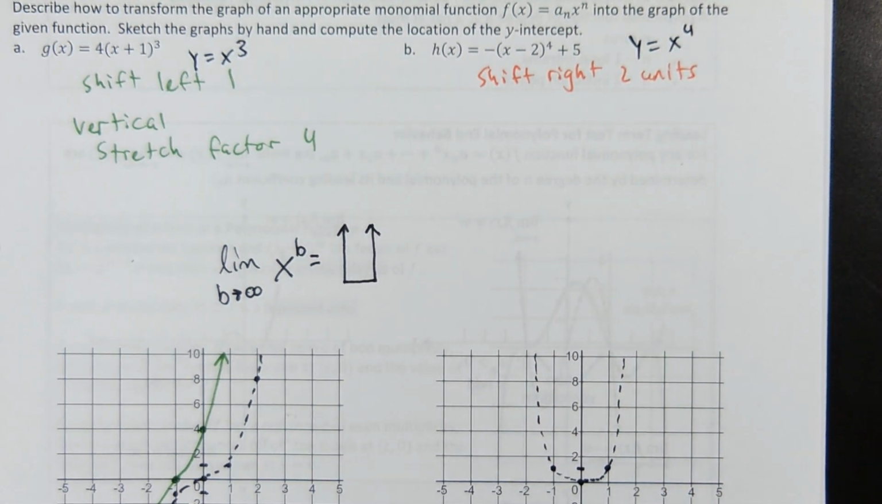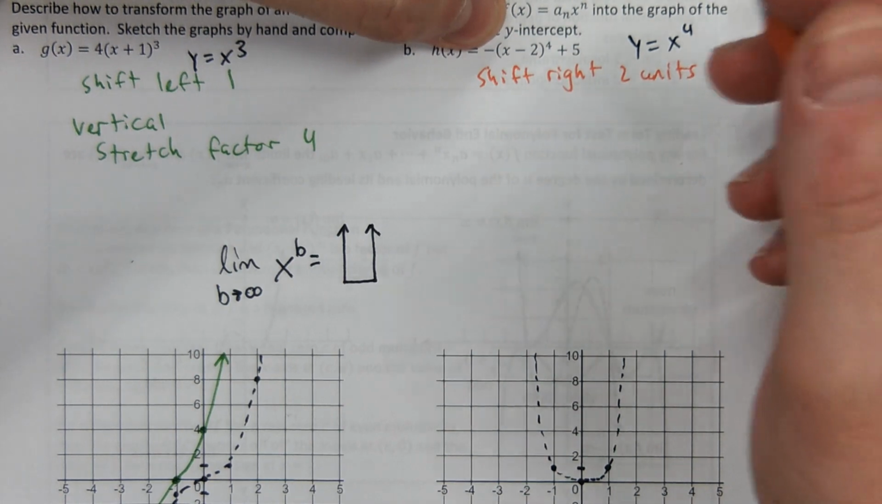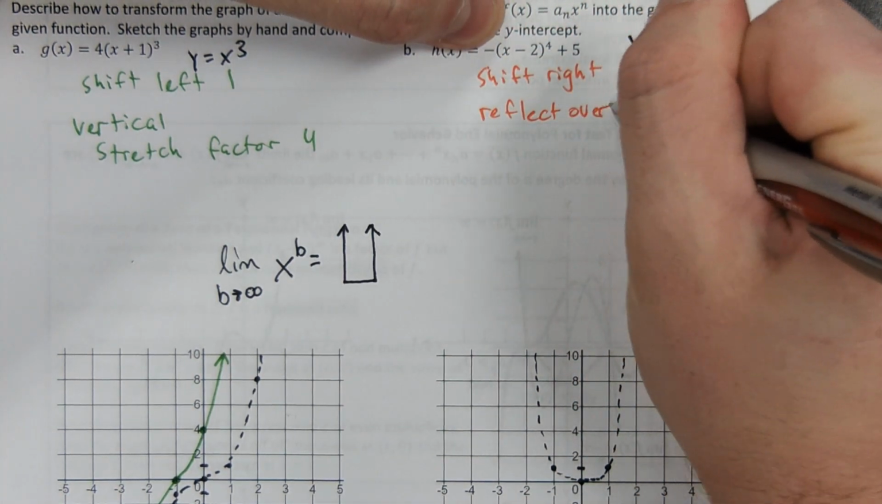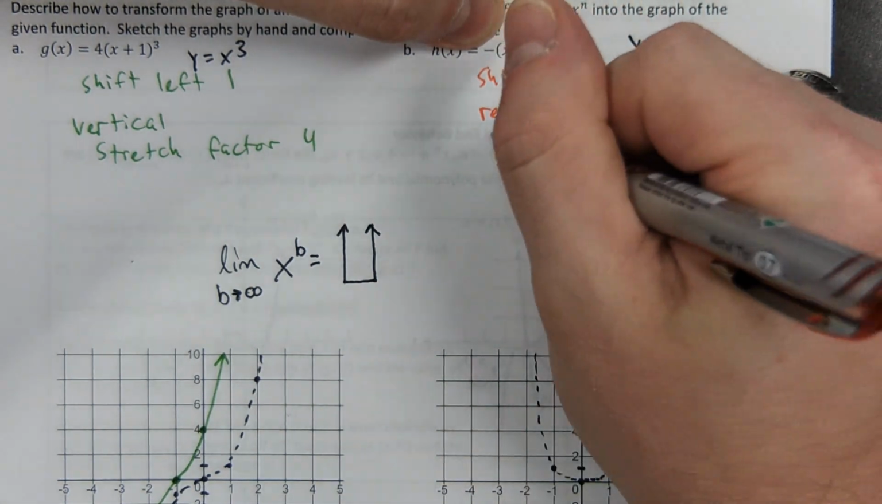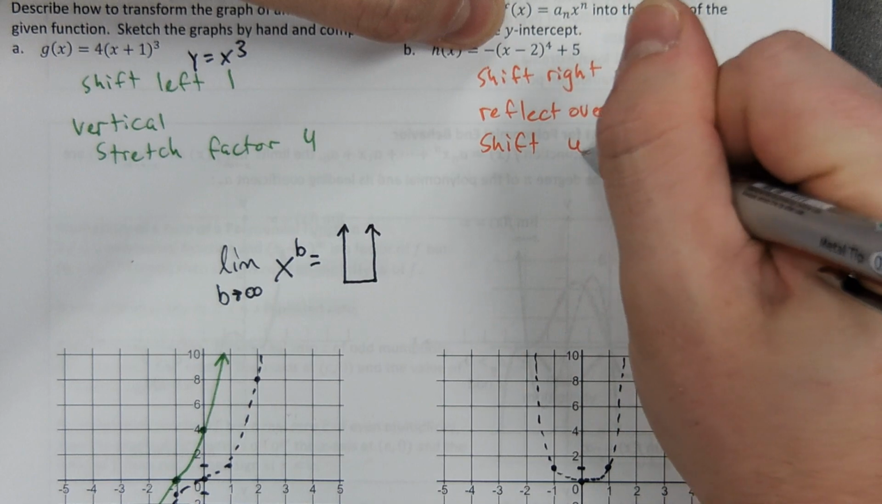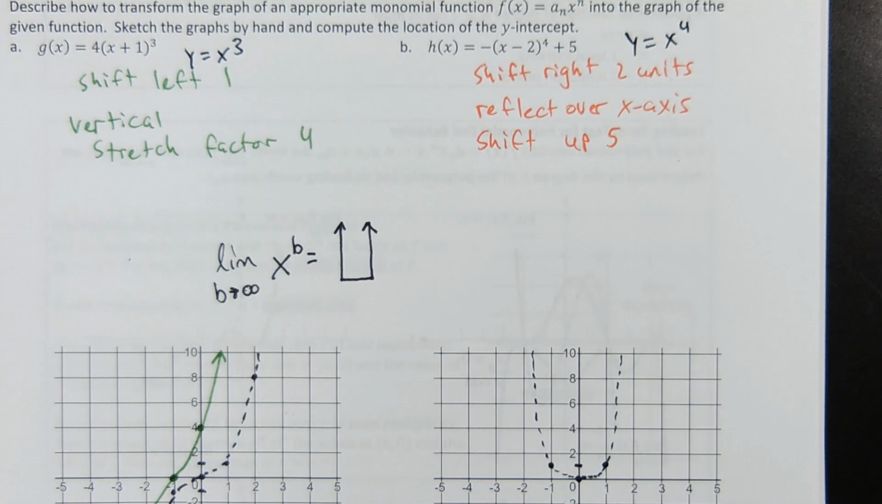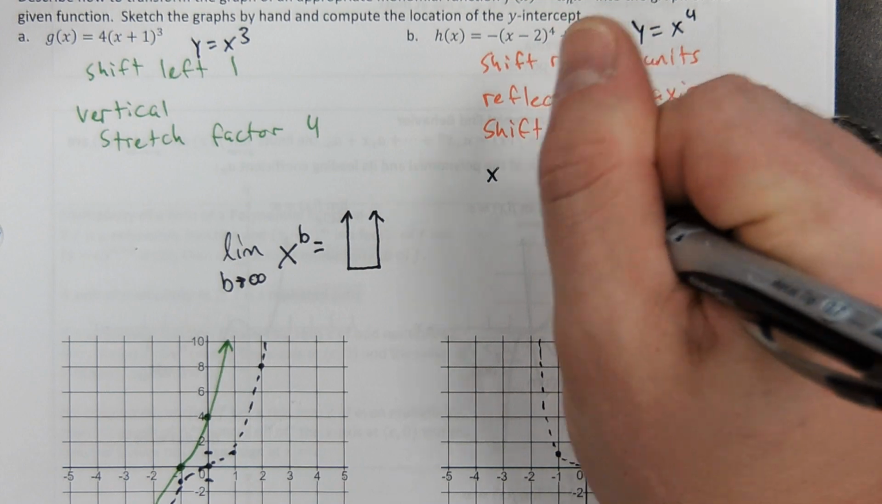But for the y's, remember, outside changes follow the order of operations. So we're going to multiply by negative 1, which makes our positive y's negative, which is a reflection over the x-axis. And then we'll shift up 5. You can't handle them? Oh, you can. Oh, okay, cool. I'm going to use an XY tree for this one.